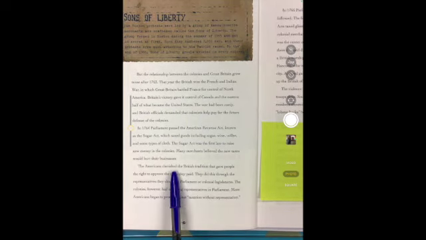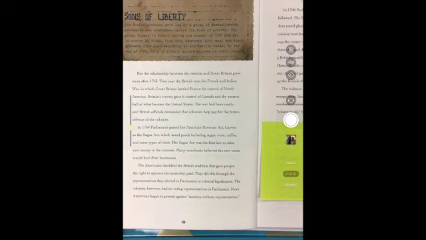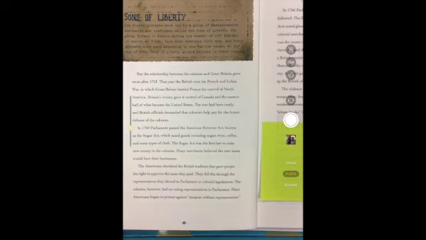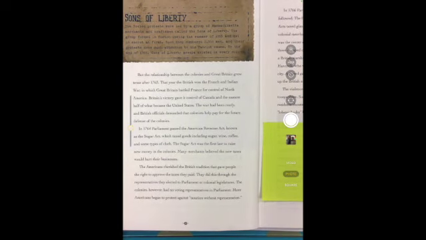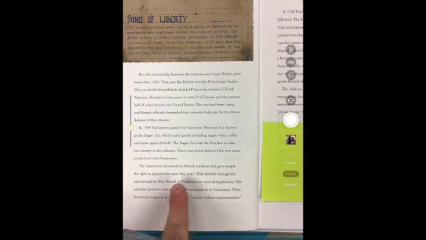The Americans cherished the British tradition that gave people the right to approve the taxes that they paid. They did this through the representatives that they elected to Parliament or colonial legislatures. To understand that in American terms, that would mean that they did this through representatives they elected to the government, right, to the presidency or to Congress and Senate.